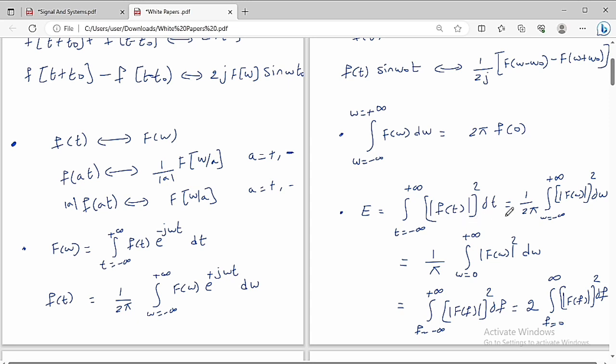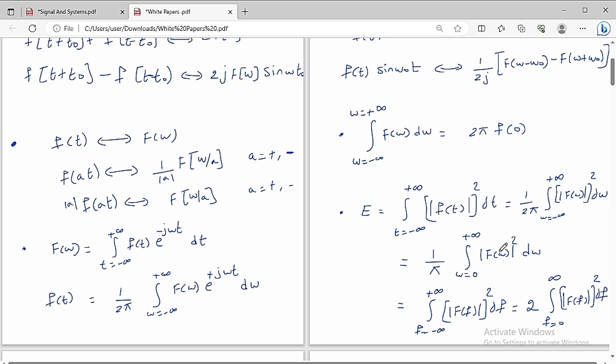Basically, I already told you the magnitude spectrum is an even spectrum. So if it is an even spectrum, we can simplify this: 1 by 2 pi into 2 times the integration of omega from 0 to plus infinity mod of F of omega whole square d omega. So the 2 cancels, and we get 1 by pi integration of omega from 0 to plus infinity mod of F of omega whole square d omega.